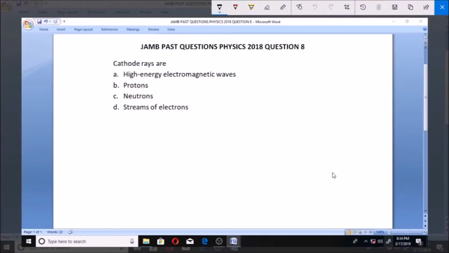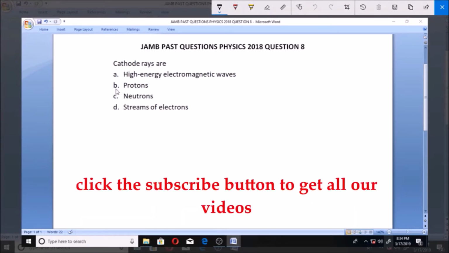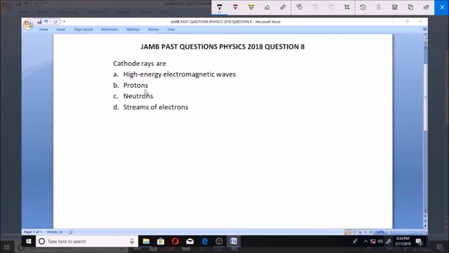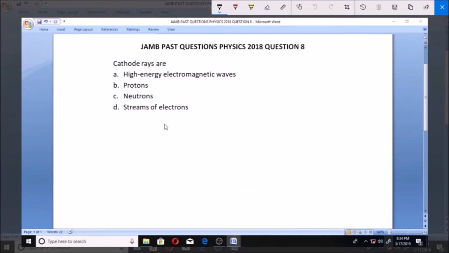Welcome. Now let's look at this JAMB past question, physics 2018, question number 8. Cathode rays are: A, high energy electromagnetic waves; B, protons; C, neutrons; D, streams of electrons. So what are cathode rays? Are they high energy electromagnetic waves, protons, neutrons, or streams of electrons?